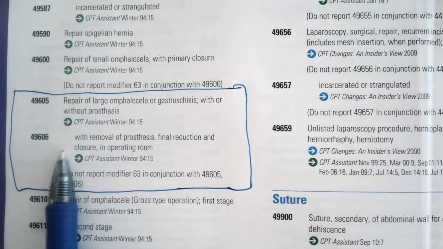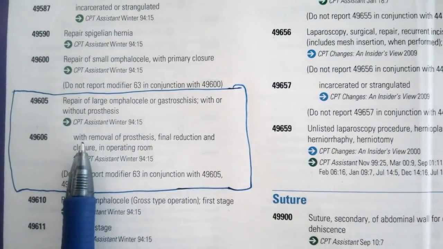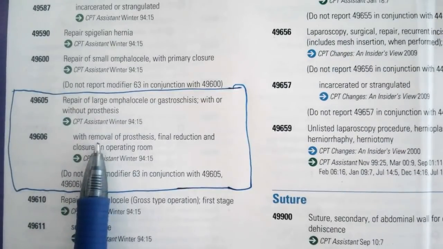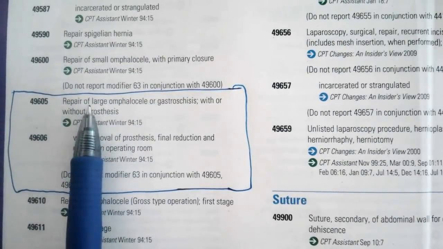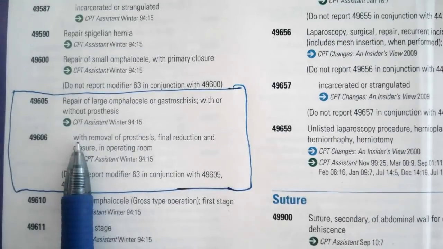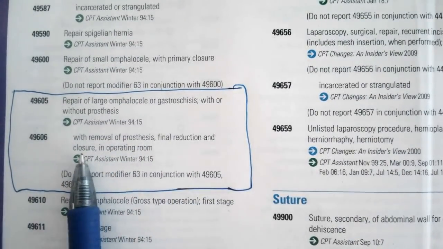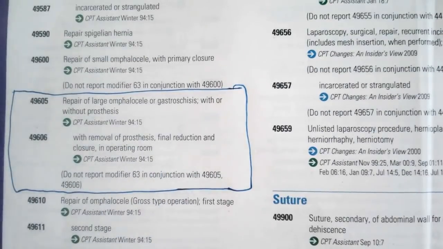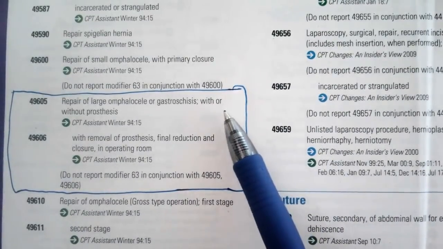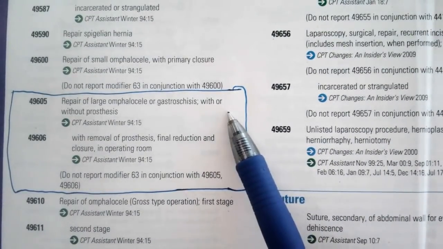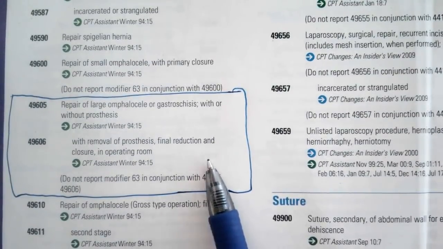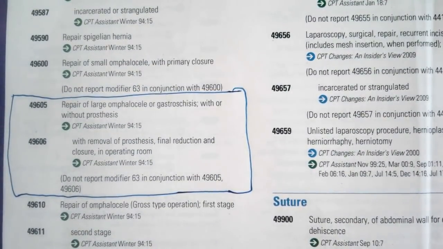This code here, which is indented, and notice it starts off with a lowercase letter. This is removal of the large omphalocele with removal of prosthesis, final reduction, and closure in the operating room. So both of these procedures are the repair of the omphalocele. This one is with or without a prosthesis. This one is where you are actually removing the prosthesis.